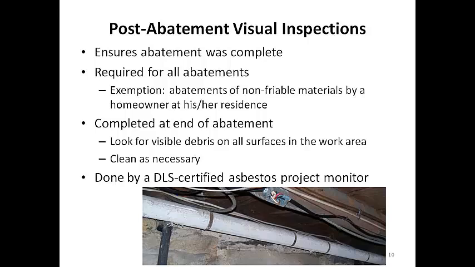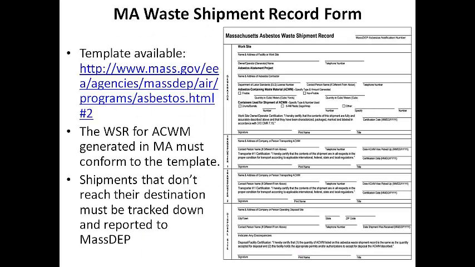The revised regulation specifies that the final visual inspection must be performed by a DLS-certified asbestos project monitor. Additionally, it must be performed before removing any work area barriers and ventilation systems if they were used. Keeping the barriers and ventilation systems in place ensures that if any further cleaning is required, it can be done safely.